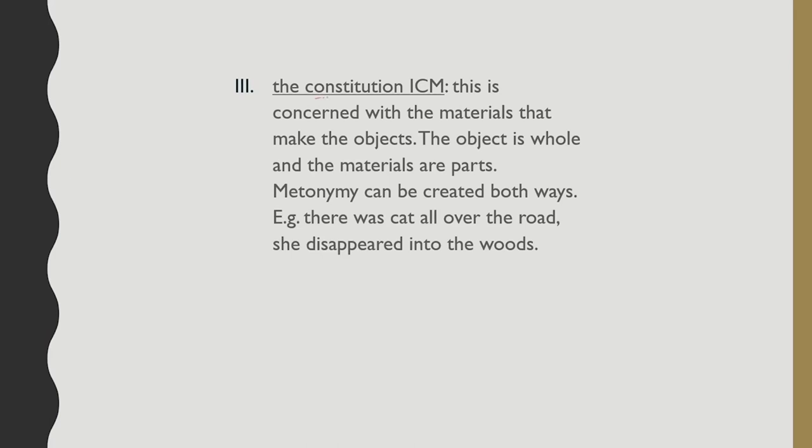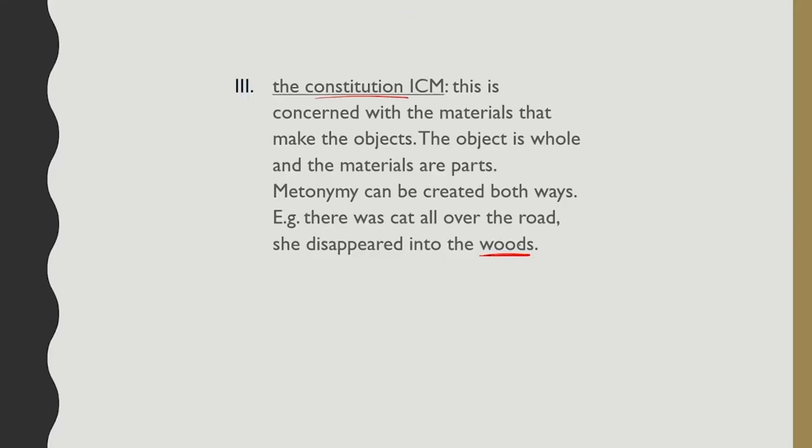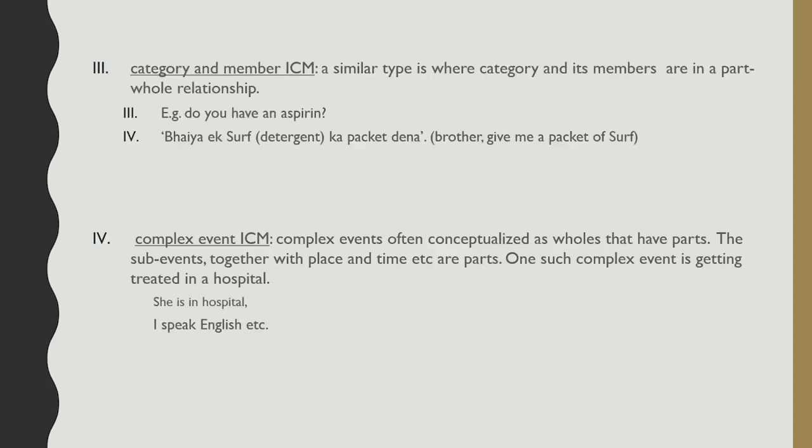Then there is constitution, as in how something is created, not exactly in terms of different parts, but the same thing that creates the whole thing. So, "she disappeared into the woods." Woods are basically what creates the forest. Rather than saying she went into the forest, we can easily say she went into the woods. Basically, woods are the constituent part of trees, trees are the constituent part of the forest, and so on and so forth. Similarly, category.